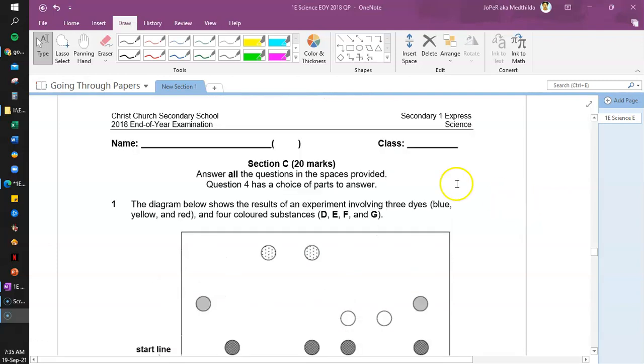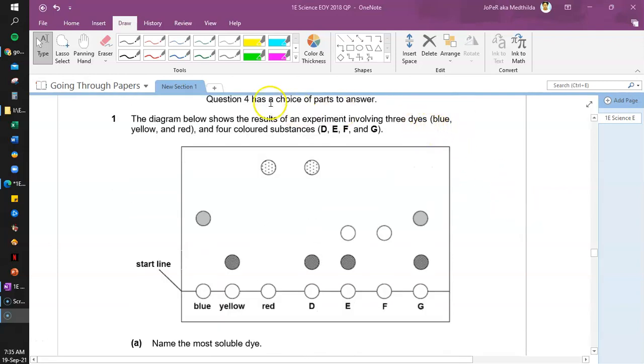This is the 2018 end of year Sec 1 Express paper. Let's go on to the chemistry section, section C. The diagram below shows the results of an experiment involving 3 dyes. So I have 3 dyes, blue, yellow, and red, and 4 colored substances D, E, F, G over here.